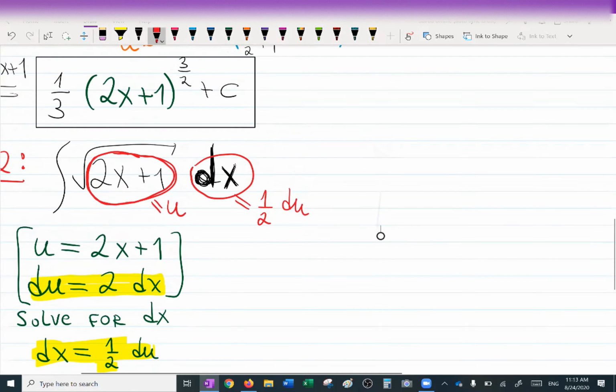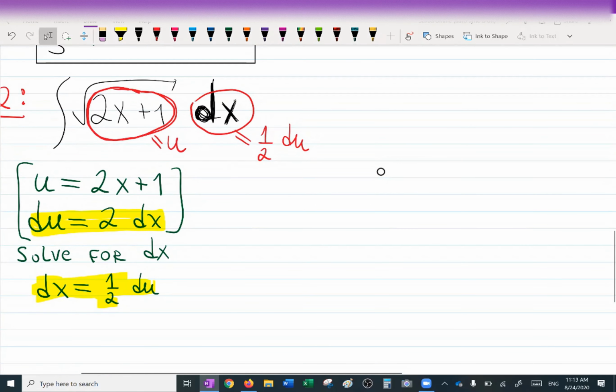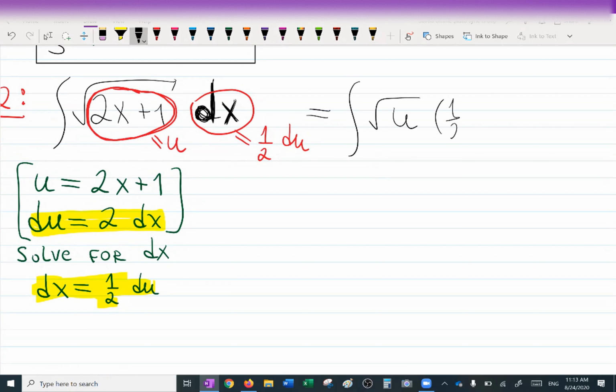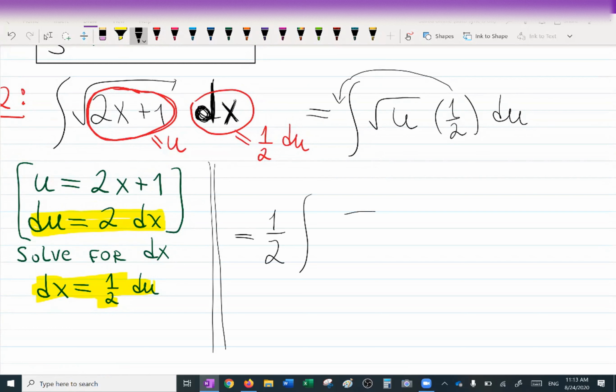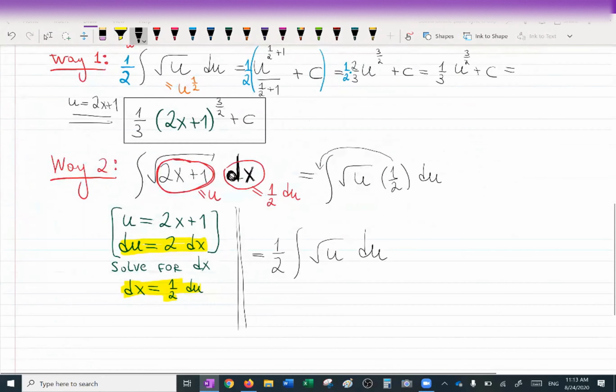And it's exactly what we had. I will show you in a second why. Because now we're going to have the integral of the square root of u, 1/2 du. That's what you got from solving for dx. But you can always kick constants out of the integral. So I will have 1/2 integral of the square root of u du. And it's exactly the same thing we had in case 1.